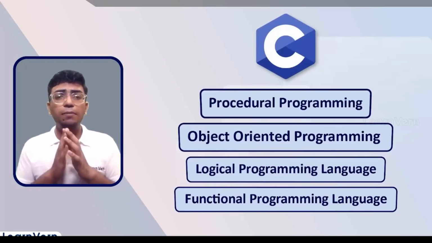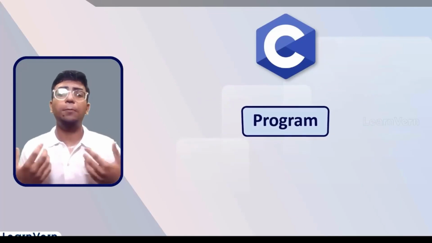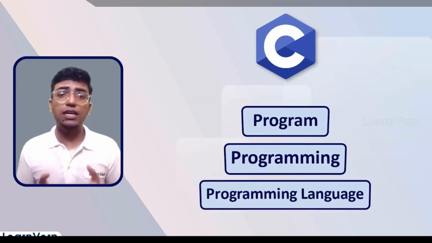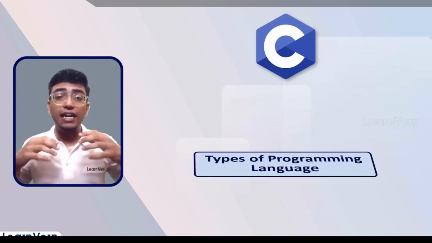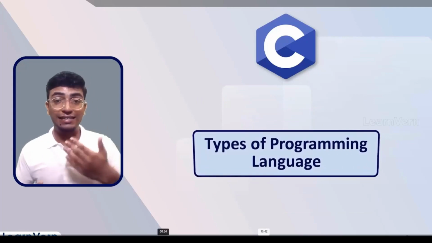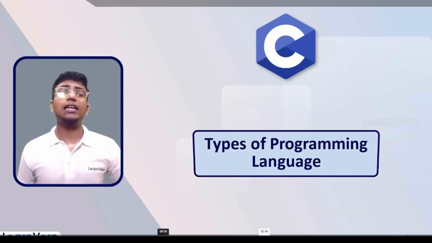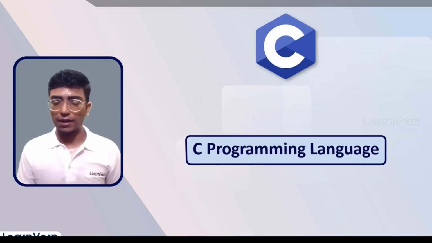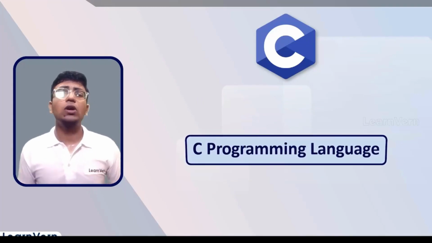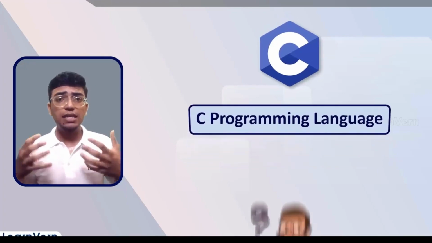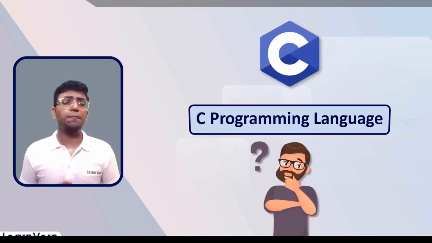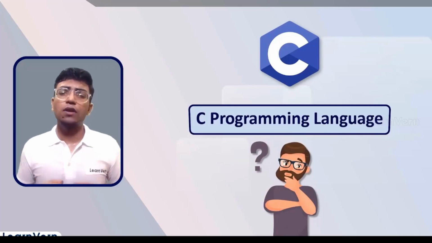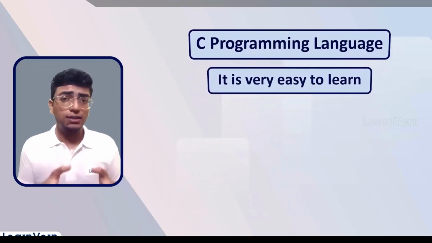Okay. Now we have seen what is a program, what is programming, what are programming languages. Then we saw what the types of programming languages are and their examples. After knowing all these things, now we will straight away go to C programming. Before learning C programming, we will see why we have to learn C programming. The first reason is that it is very easy to learn.